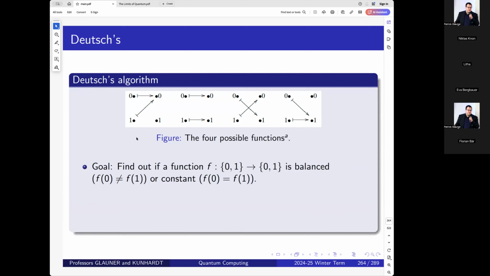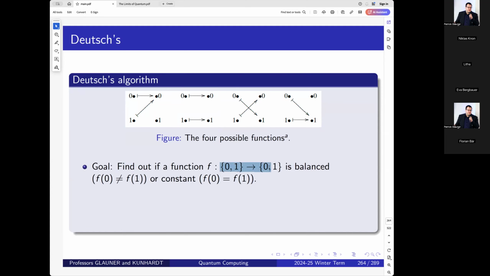You have a function with an input that is either 0 or 1, and the output is either 0 or 1. Now we can map the 0 to 0 or 1, and the 1 to 0 or 1. So we have 4 possible functions. For example, we could have the 0 and 1 both mapped to a 0. We could have the 0 mapped to a 0 and the 1 to a 1, the 0 mapped to 1 and the 1 to the 0, or both inputs mapped to a 1.